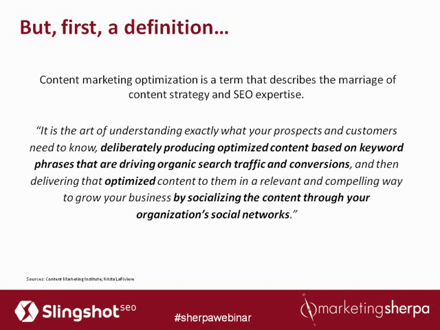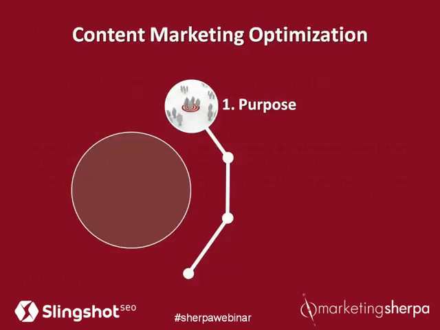It says, it's the art of understanding exactly what your prospects and customers need to know, deliberately producing optimized content based on keywords, phrases that are driving organic search traffic and conversions, and then delivering that optimized content to them in a relevant and compelling way to grow your business by socializing the content through your organization's social networks. Now, that is a mouthful, granted, but there's a wealth of valuable ideas in there. So I encourage you just to keep this definition in mind as we work through the 5 Ps. So let's get into our first, which is purpose.